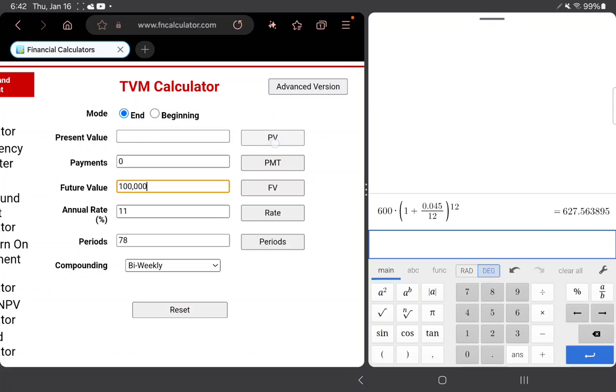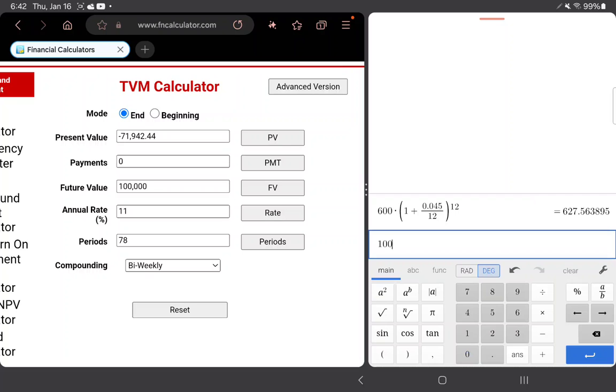Okay, so let's go and see what that is. It says that at 11% compounded bi-weekly for 3 years, we would need to invest $71,942 in order to have $100,000 to return to us in 3 years. So this is a calculation we can again make in the calculator. So let's go ahead and do that. So the future value is the 100,000.